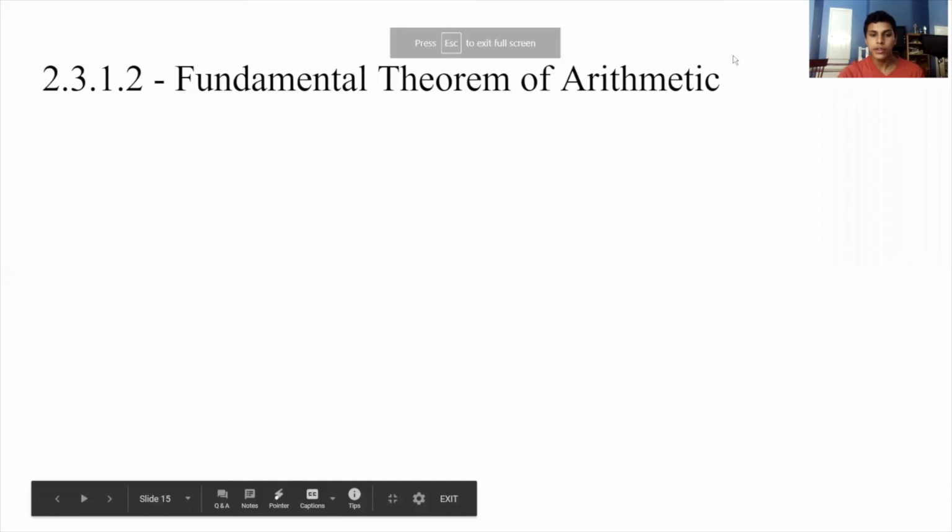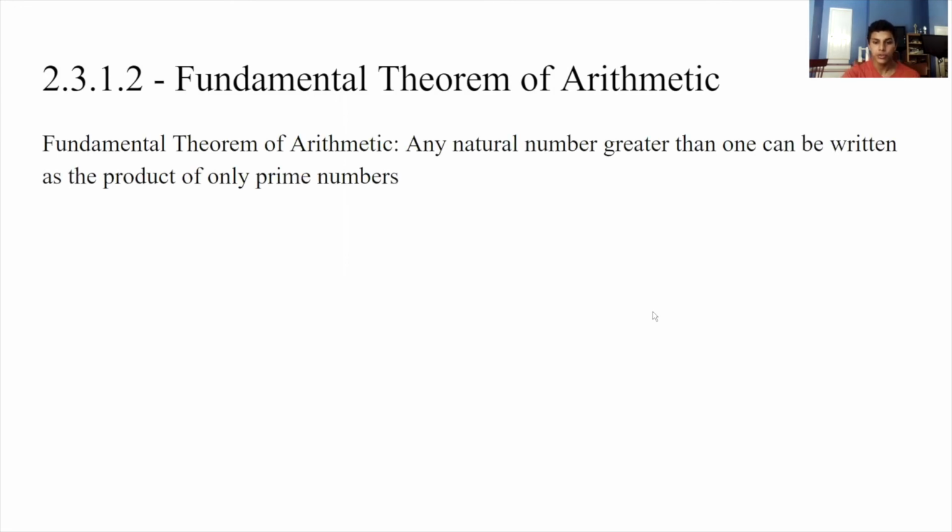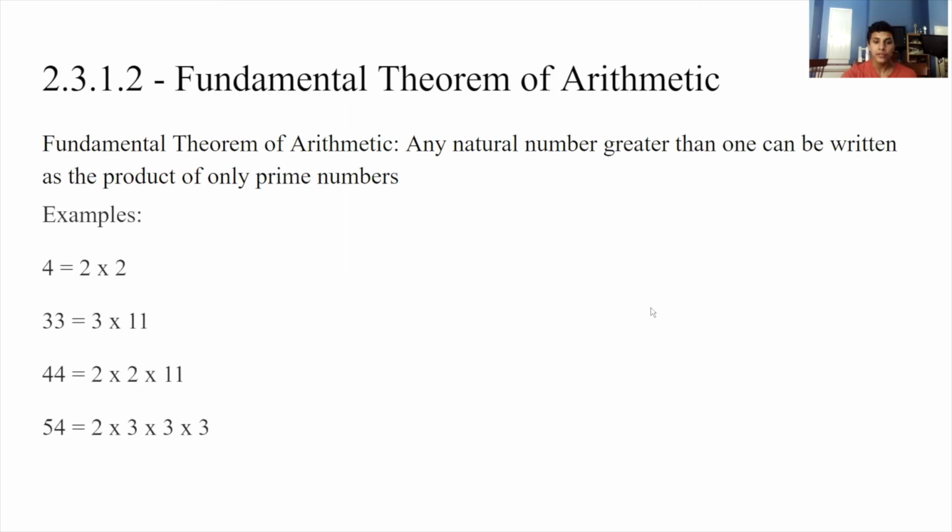All right, now to quickly review what we learned this lesson, we started with the fundamental theorem of arithmetic, which tells us that any natural number greater than 1 can be written as the product of only prime numbers. And then we had a few examples here where we broke down 4, 33, 44, and 54, which are natural numbers greater than 1, into the product of only prime numbers.